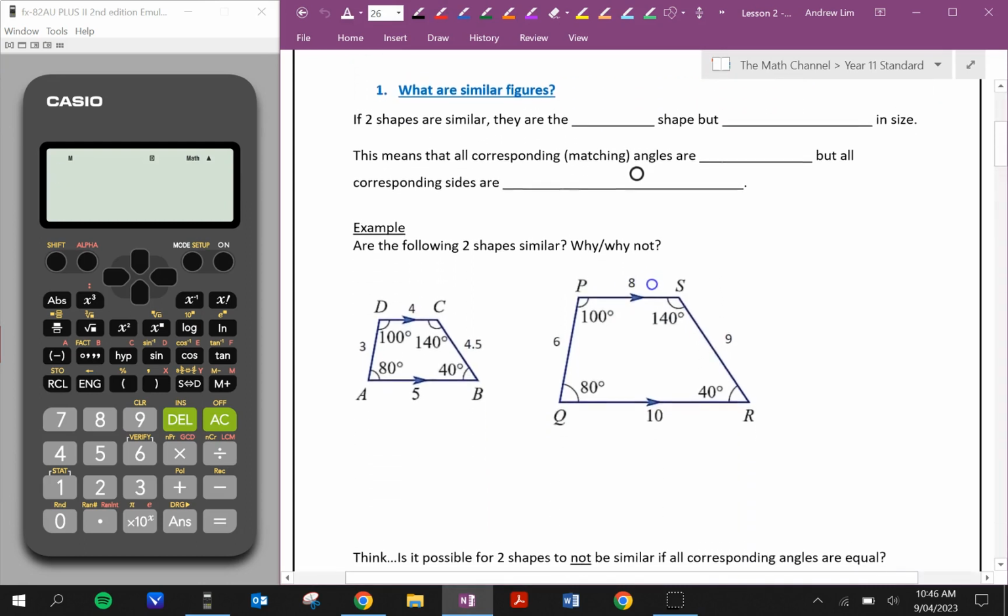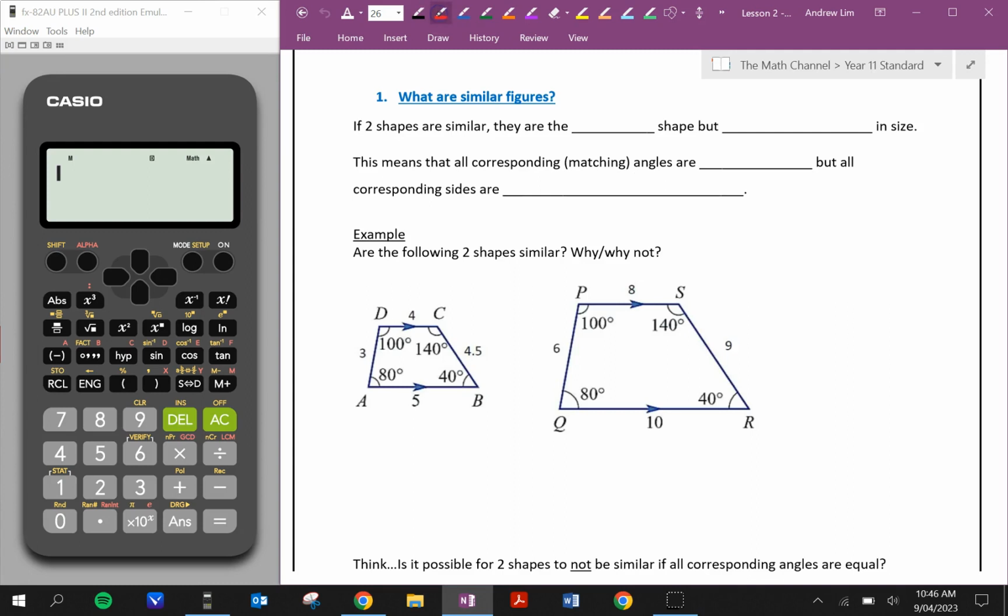So let's first ask ourselves, what are similar figures? If two shapes are similar, they are the same shape, but different in size. That means that all corresponding or matching angles are equal, but all corresponding or matching sides are in the same ratio.